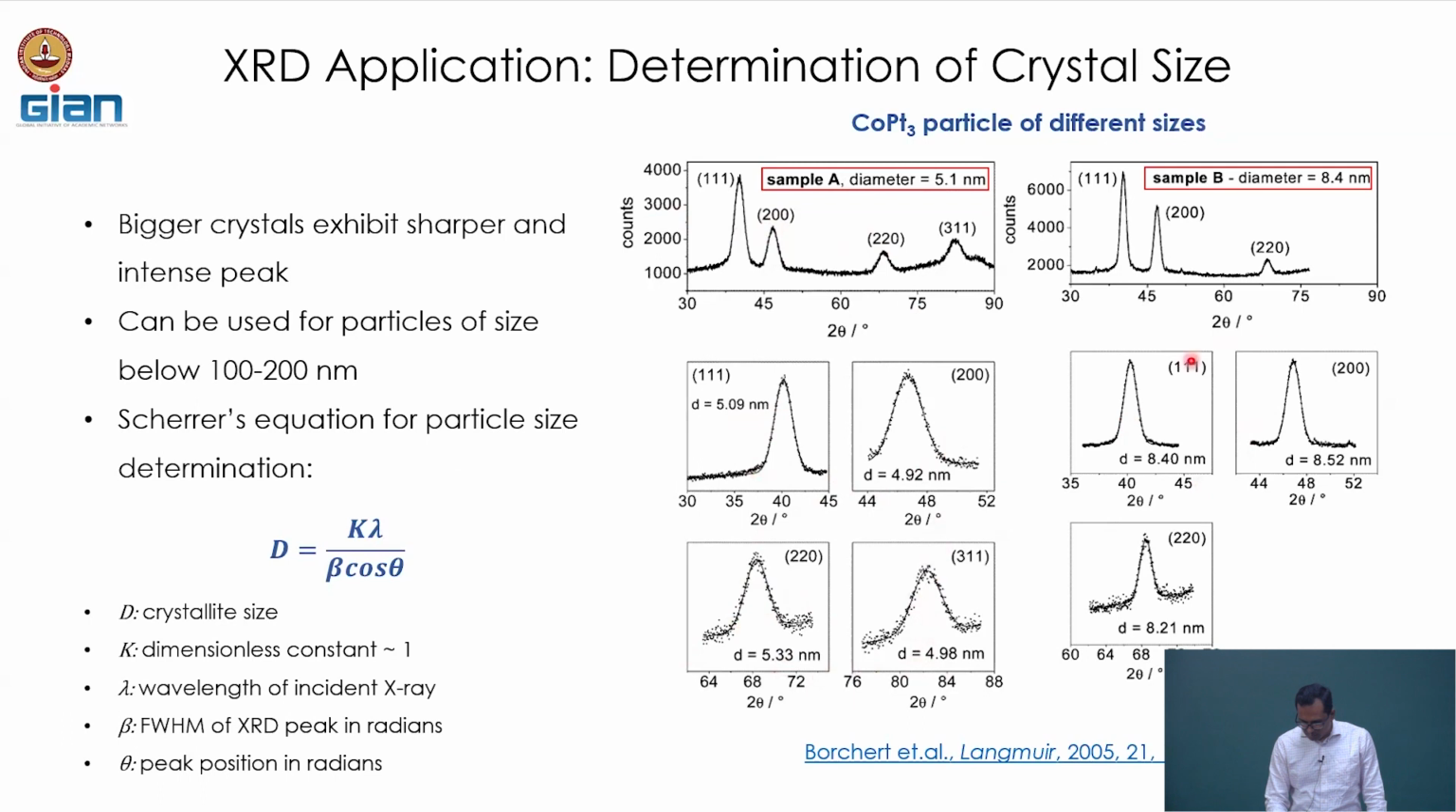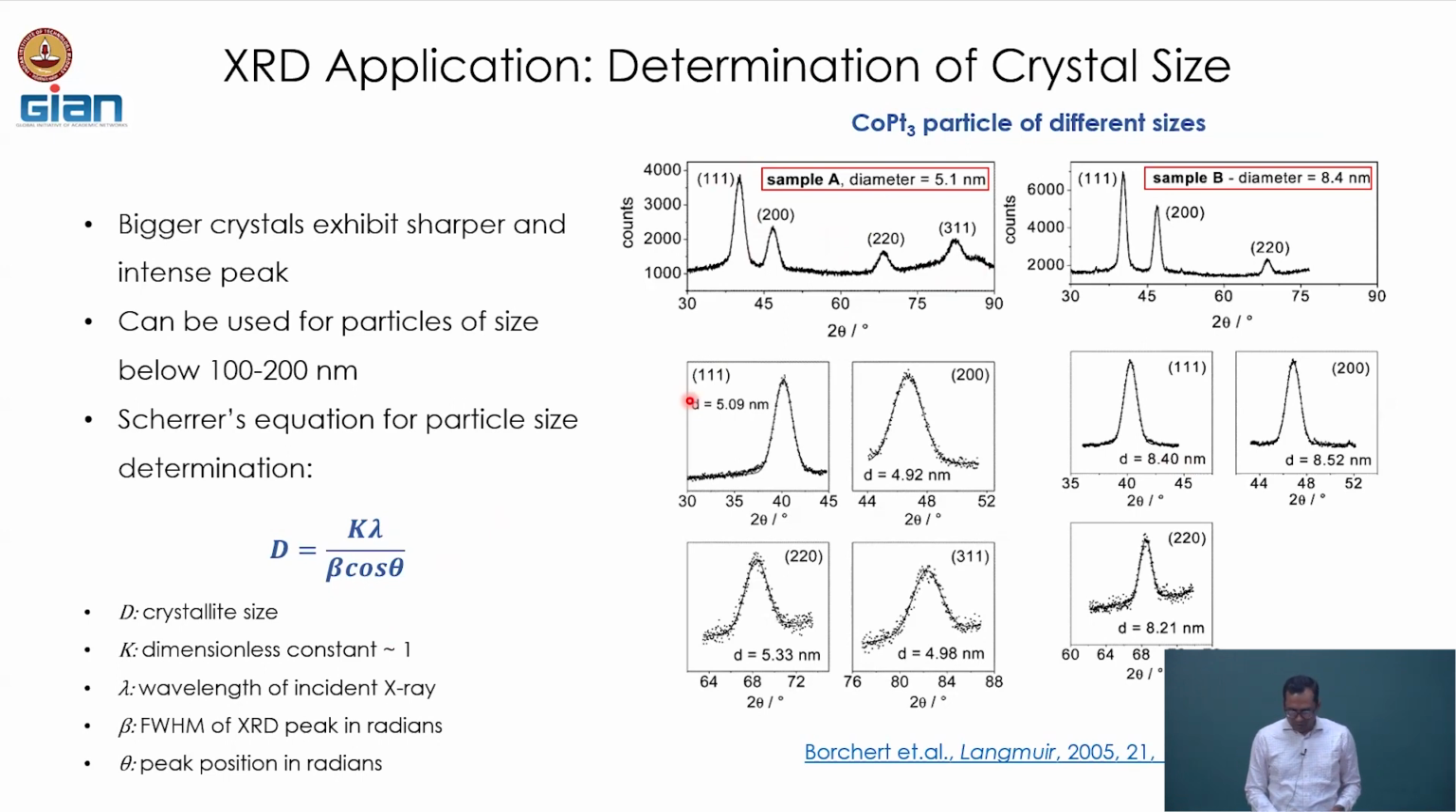Same is the case where we have the diameters like 8.4, 8.5, 8.2, and that is also pretty consistent with the TEM mean particle diameter that we received. Okay. So, this is one application where we can use the Scherer equation with different peaks such that we can calculate the average particle diameter for the crystalline material that we have.